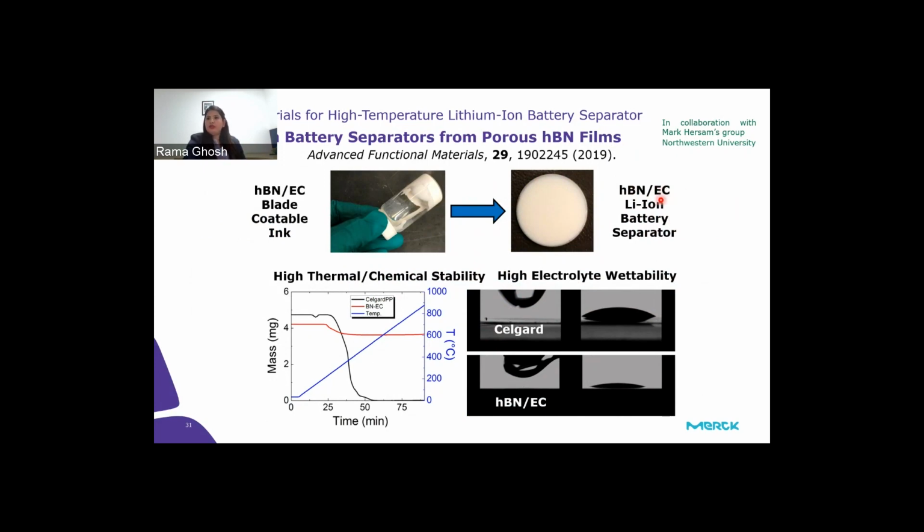This work is also in collaboration with Professor Mark Hersam's group from Northwestern University. This is also published in Advanced Functional Materials. I would like to suggest all of you, if you have some time, go and read the article as well. Here, hexagonal boron nitride we have used for two reasons: not only the surface area, but also the mechanical properties. As you all know, it increases the mechanical integrity, and because of its low dimensionality, it gives structural and thermal stability to the separator.